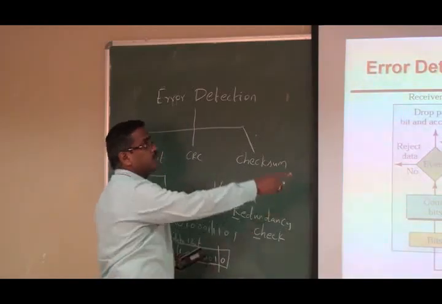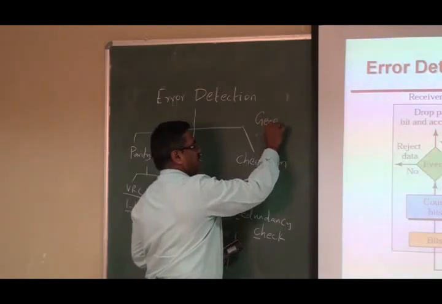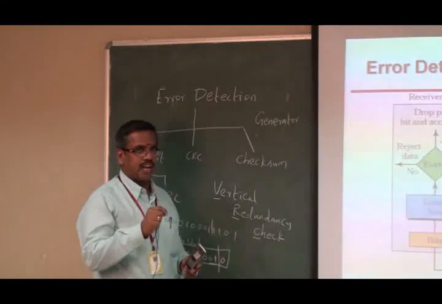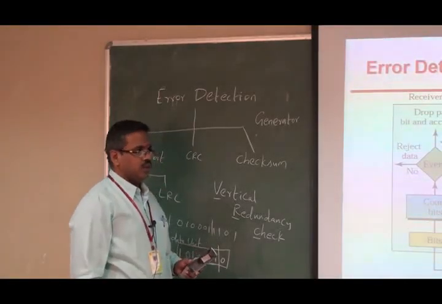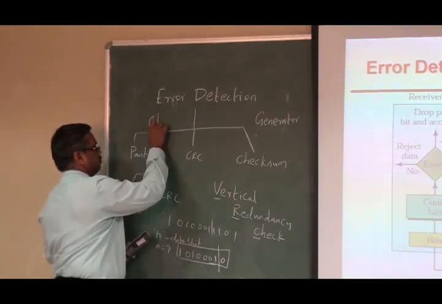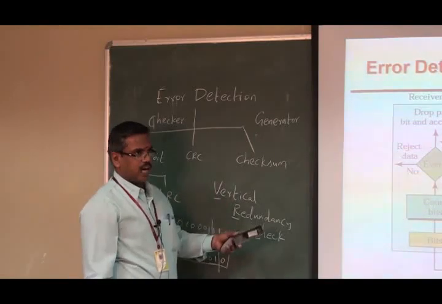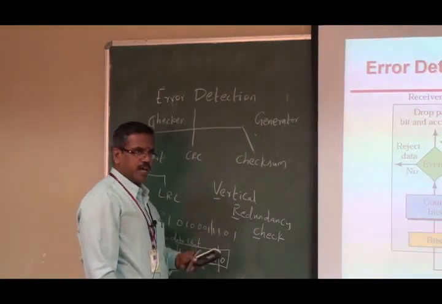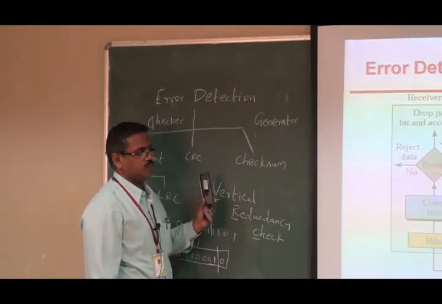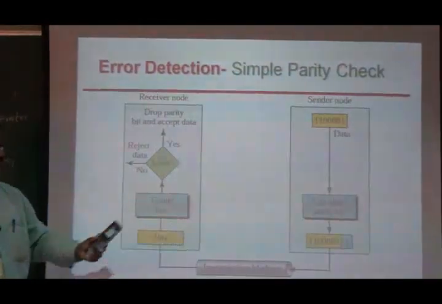So here the center node is called the generator, that is the parity bit generator. On the receiver side we have the checker. So the center generates the parity bit, and the receiver checks the parity bit. So generator and checker, these two terminologies are used. Here the center node generates the parity bit.